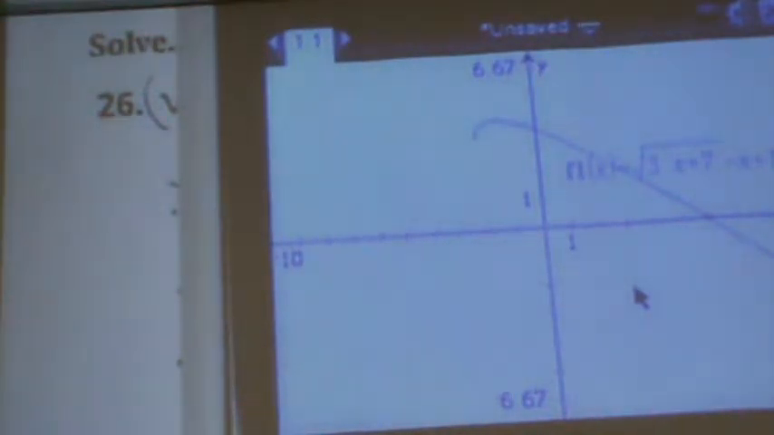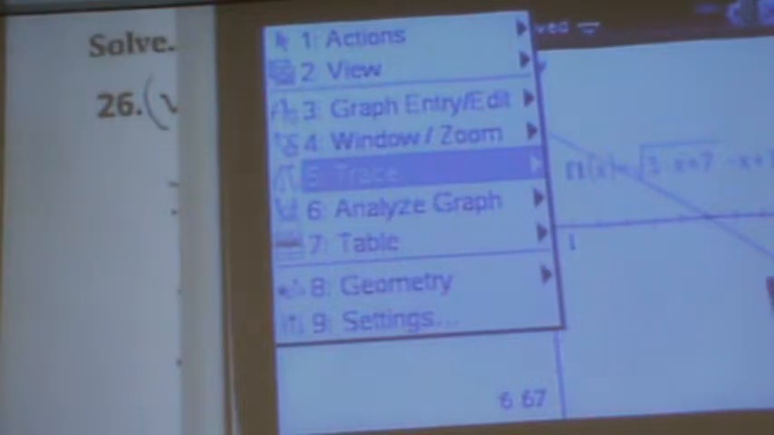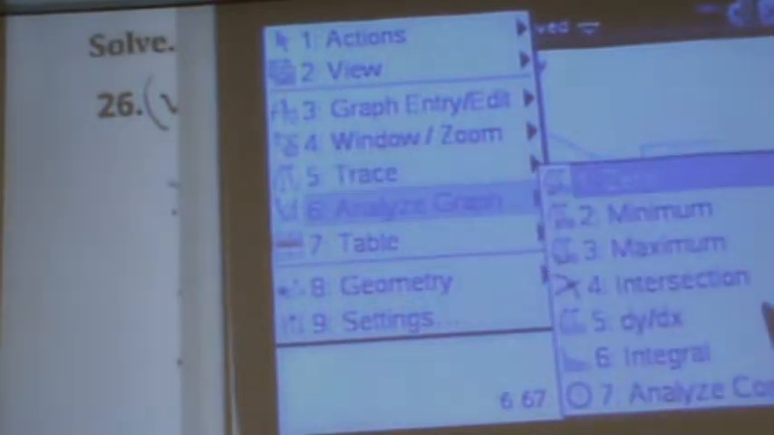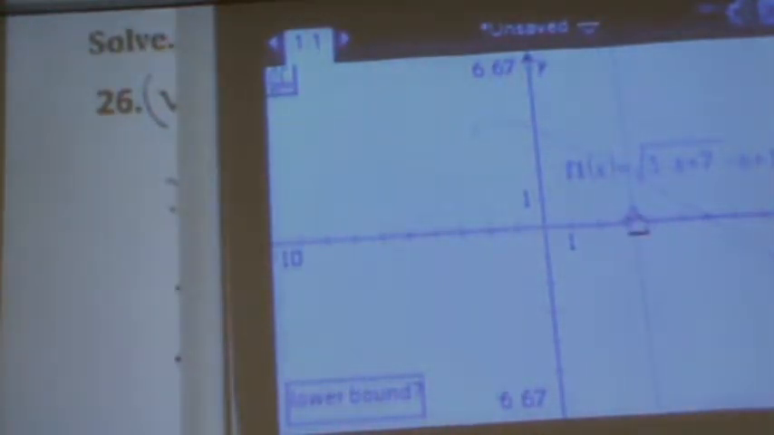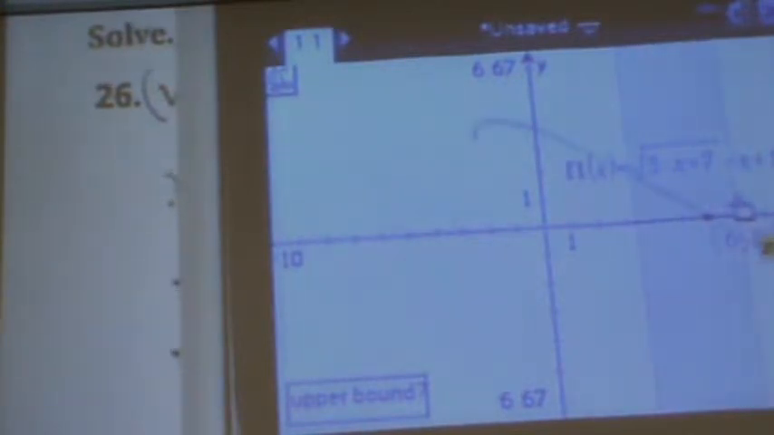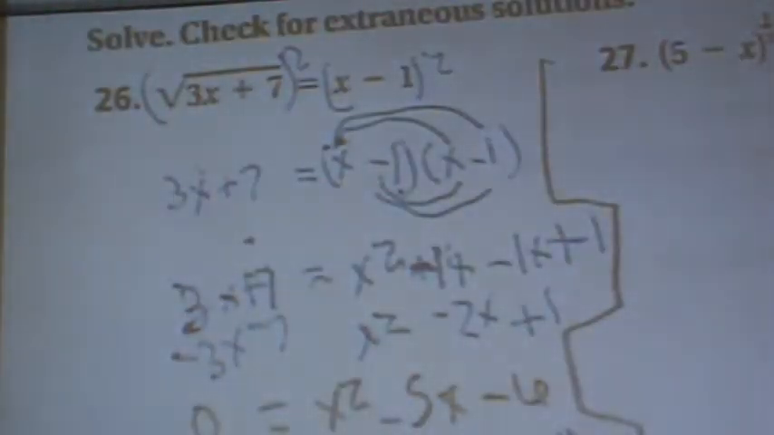You would go to menu, analyze graph, and click 1, which is zero. And you click on this side of the line, and drag it over, and it pops up right here as 6, 0. Good to know. So the answer is 6.